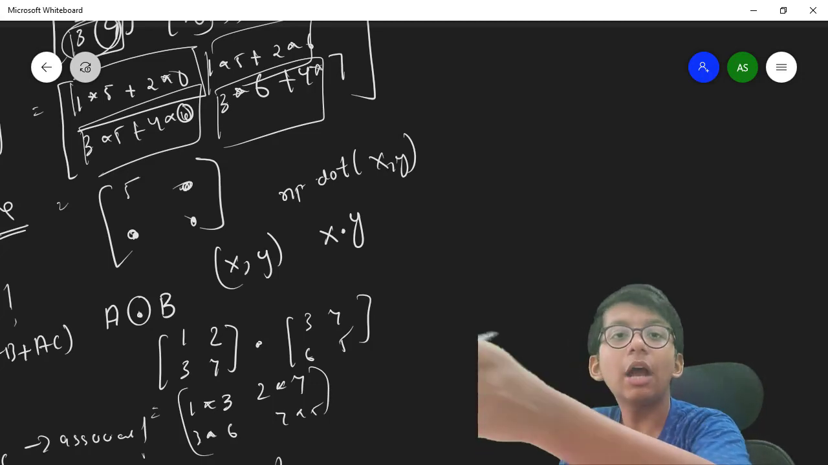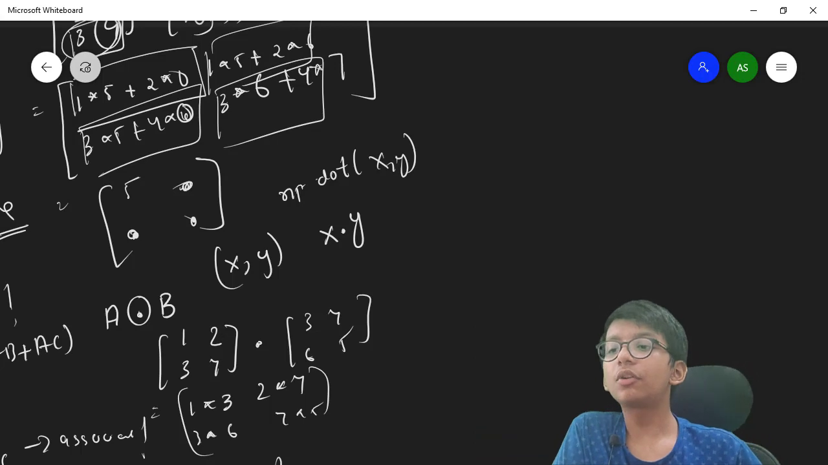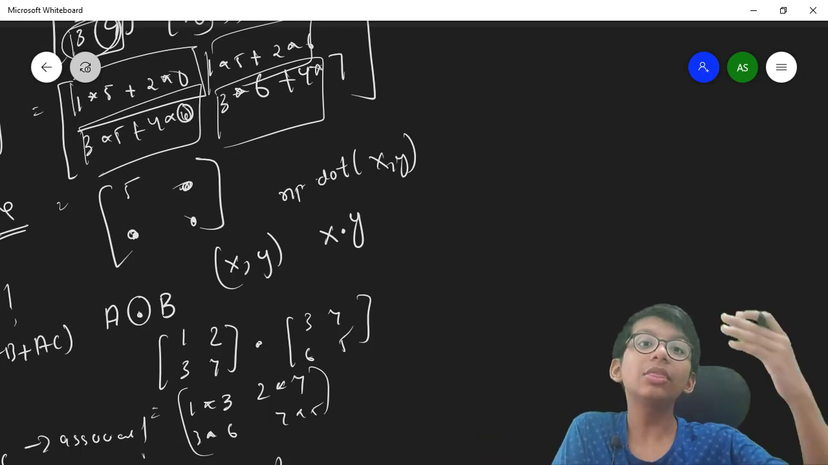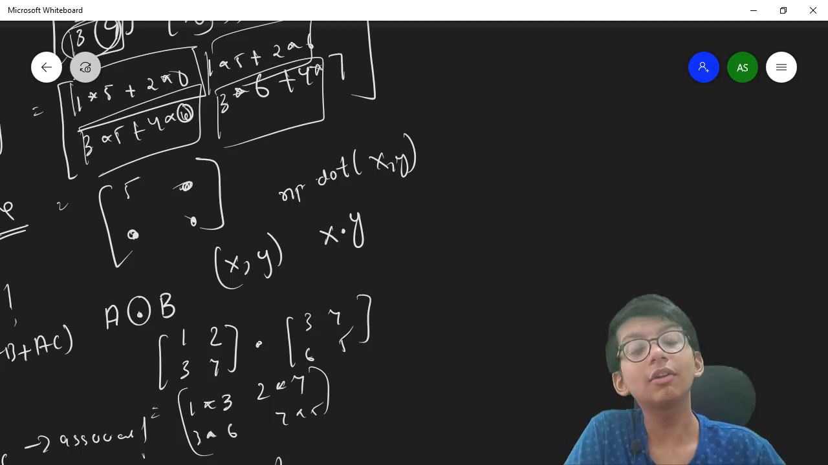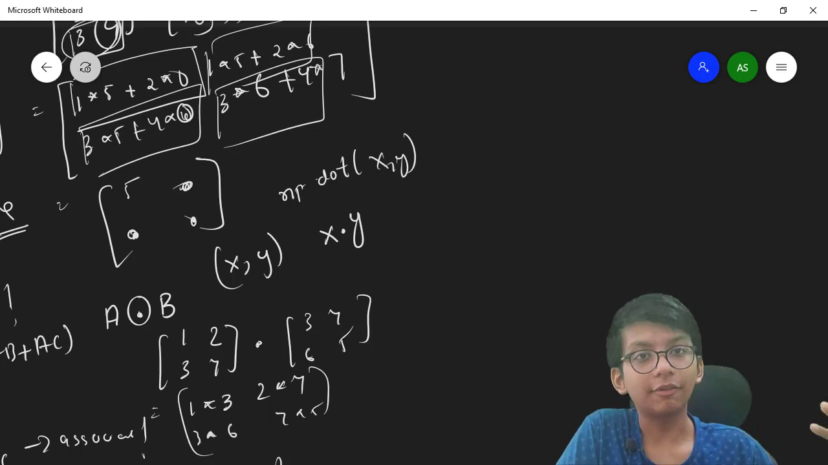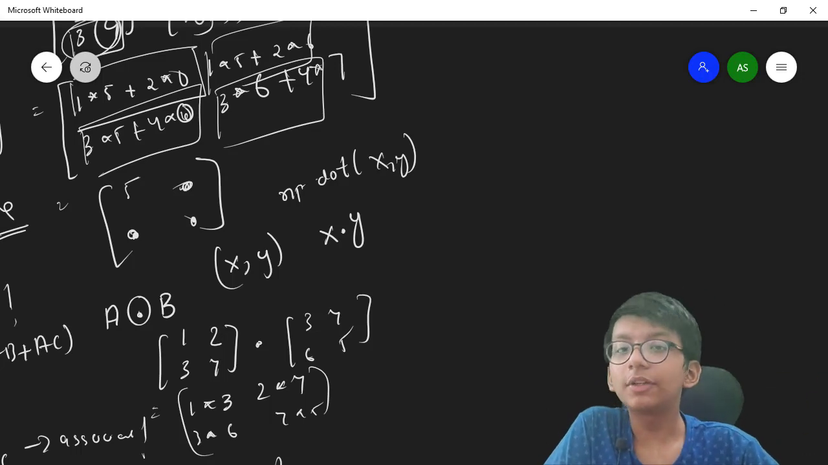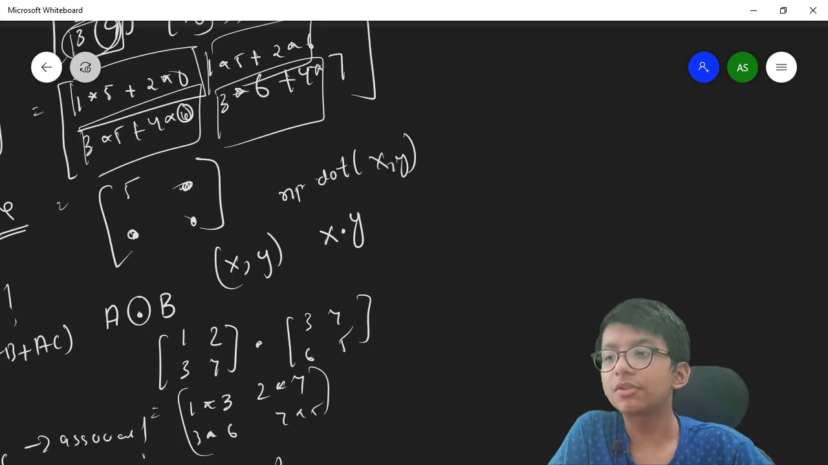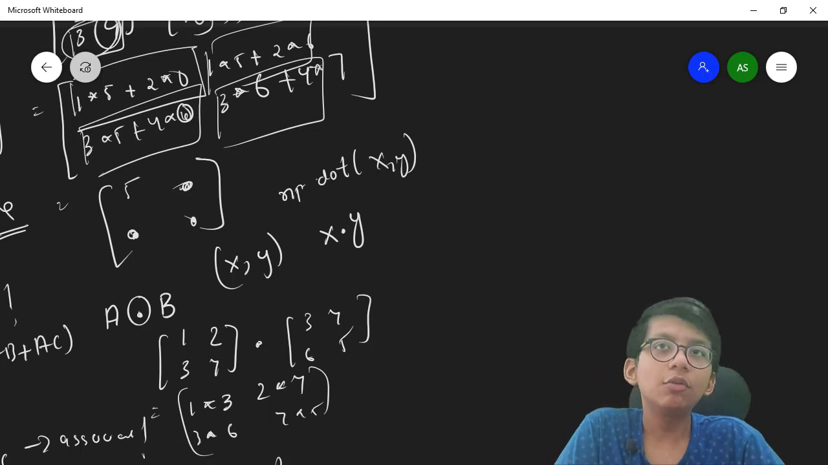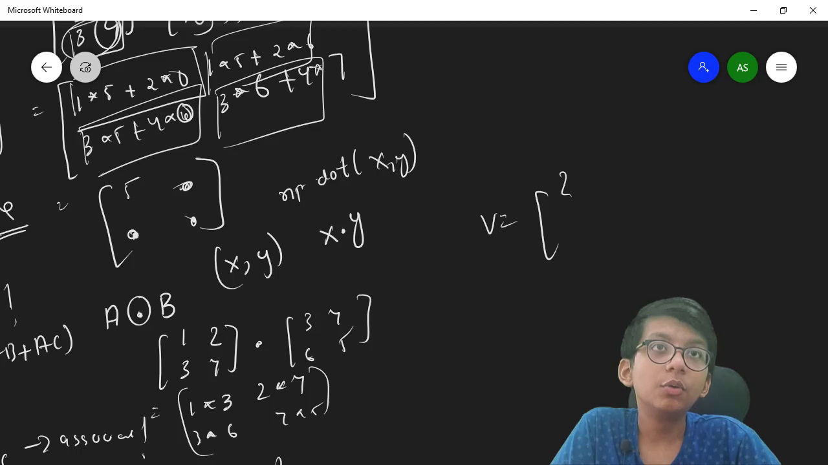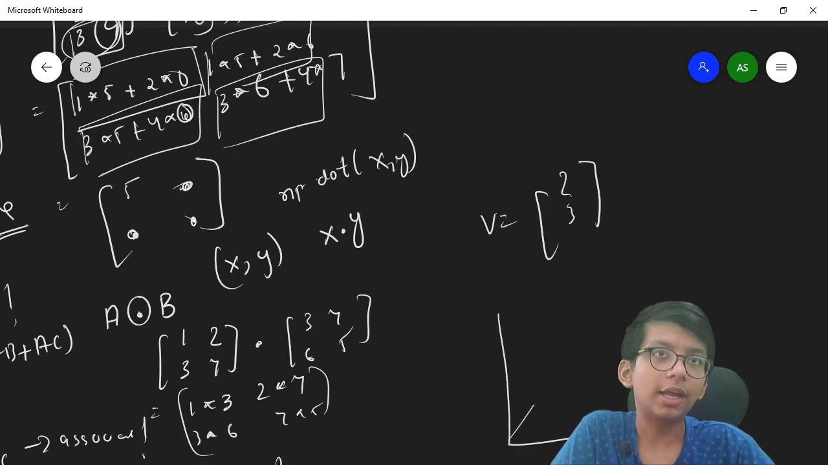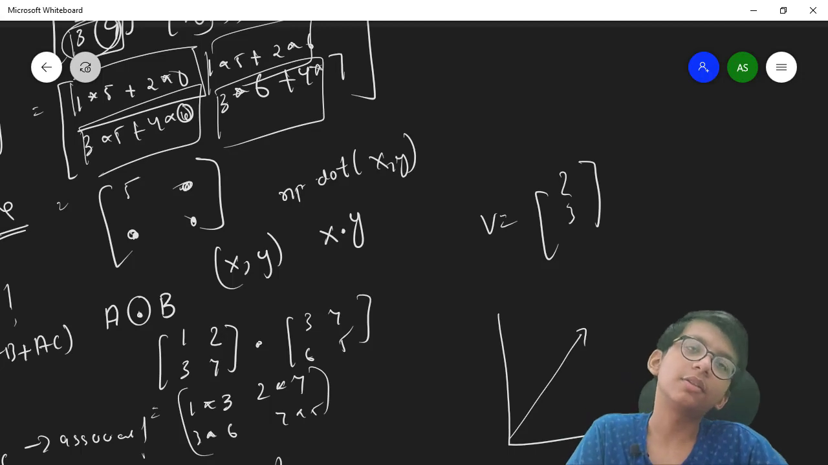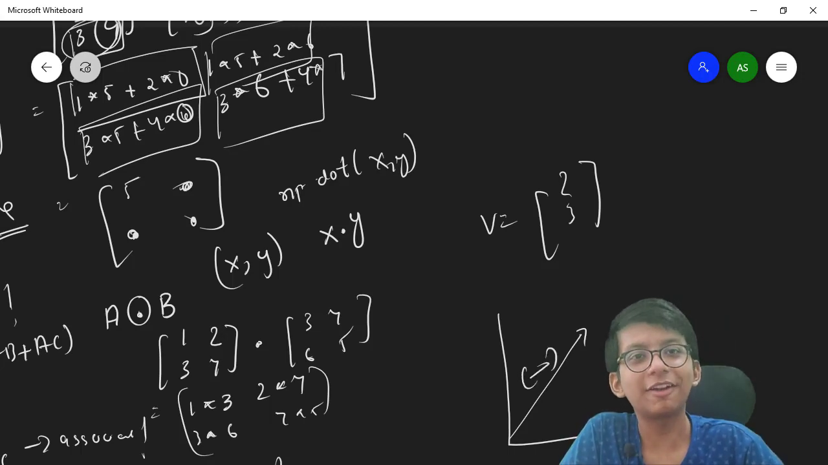Great. Now we will talk about norms, meaning the length of a vector or the length of a matrix. How do we take out the length of a vector or a matrix? For example, you have a vector v = (2, 3). You plot it on an xy plane and you get this. So this is a vector. How do you take out the length of this vector?